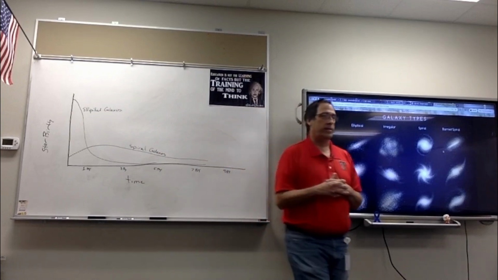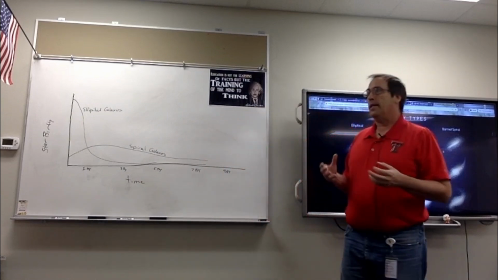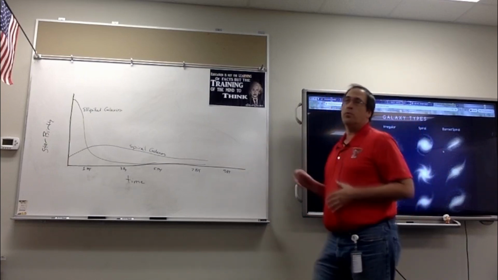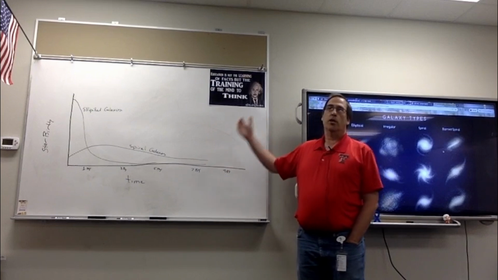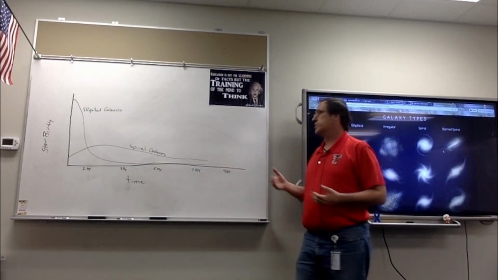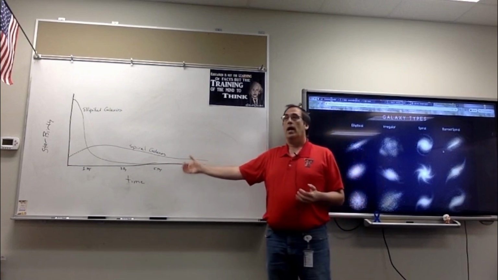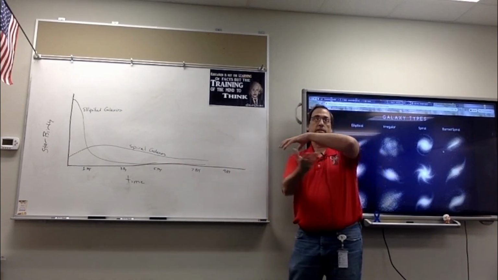And yes, it's still burning through the gas reserves that it has, but it's burning through them at a more constant and slower rate. So you're constantly going to be able to have those new stars that are being formed along those spiral arms, giving them that very distinctive shape.